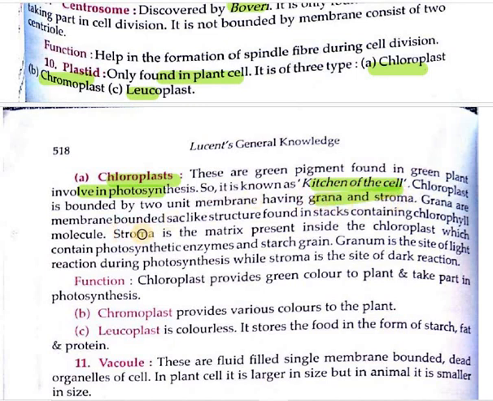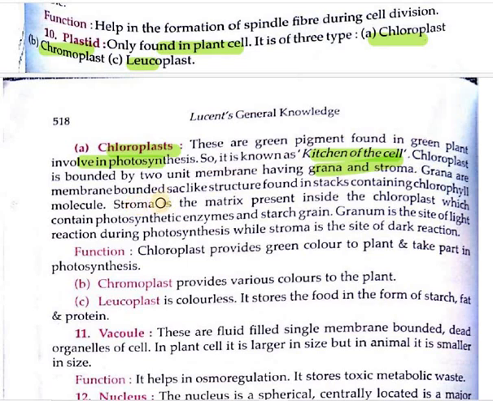Grana are membrane-bounded structures found in stacks containing chlorophyll molecules. Stroma is the matrix present inside the chloroplast, which contains photosynthesis enzymes and starch grains. Granum is the site of light reaction during photosynthesis, while stroma is the site of dark reactions.